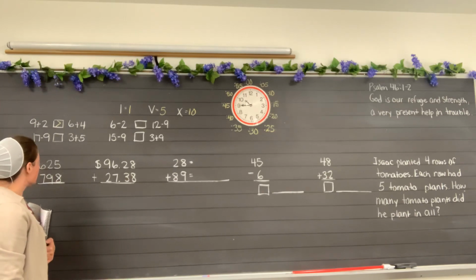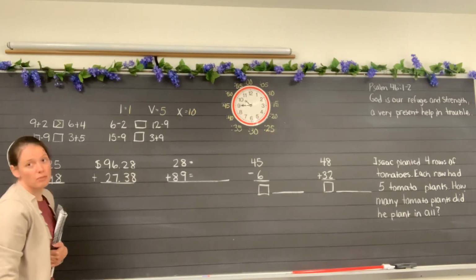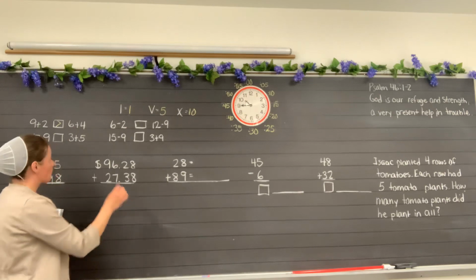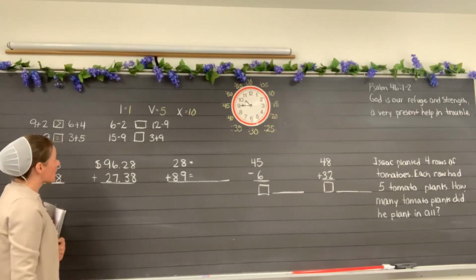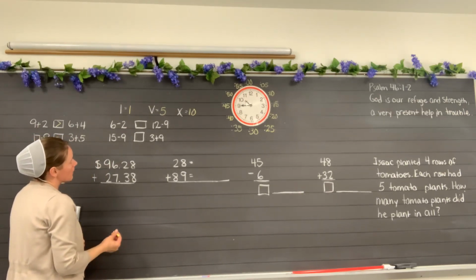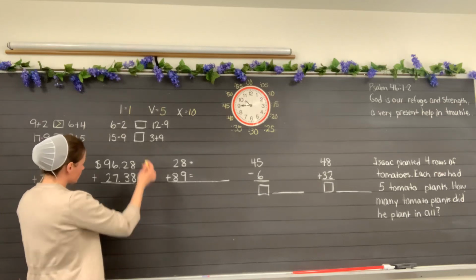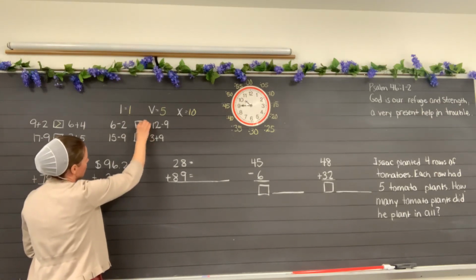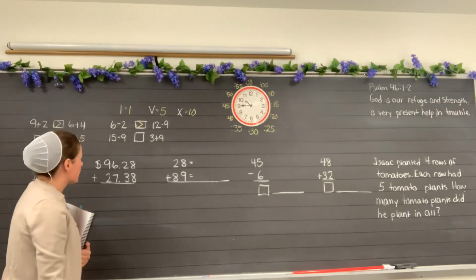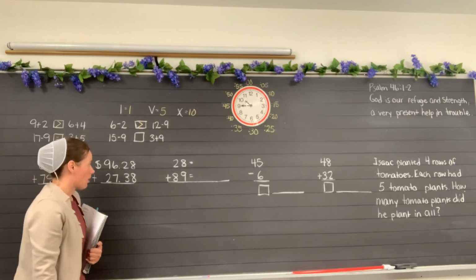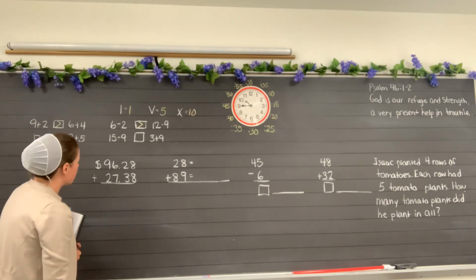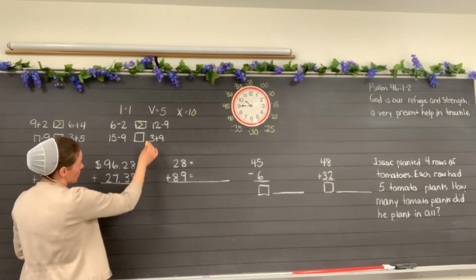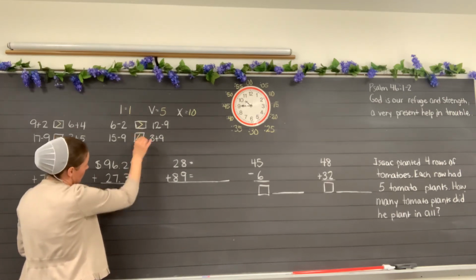17 minus 9 is 8 and 3 plus 5 is 8. So that's equal. So we'll put an equal sign in. 6 minus 2 is 4 and 12 minus 9 is 3. So 6 minus 4 is more. We'll go like that. 15 minus 9 or 3 plus 9. 3 plus 9 is 12. 15 minus 9 is 6. So 3 plus 9 would be the most.